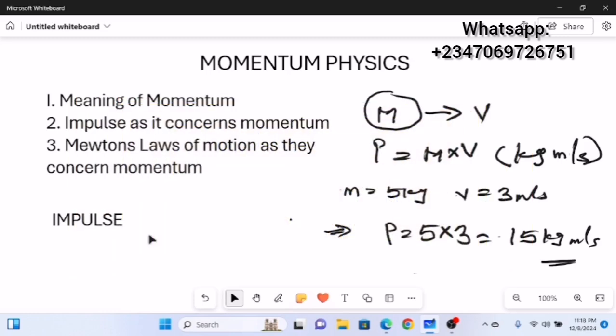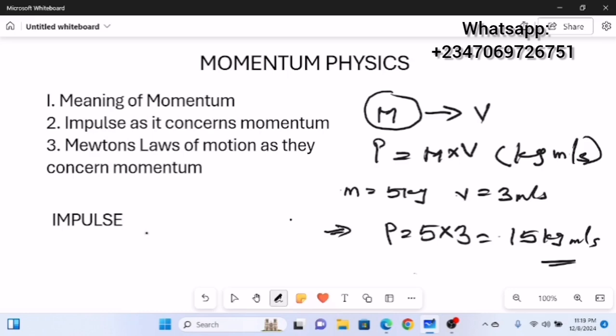Let's take for instance, you hit your head against a wall or you slap your friend. Now you are exerting a varying, large amount of force within a very short interval of time. That impact, that effect, is called an impulse. It can also be called an impact. For instance, if you throw a ball against a wall, there is a collision between the ball and the wall in a very short interval of time. That large amount of force, that impact, is what is called impulse.